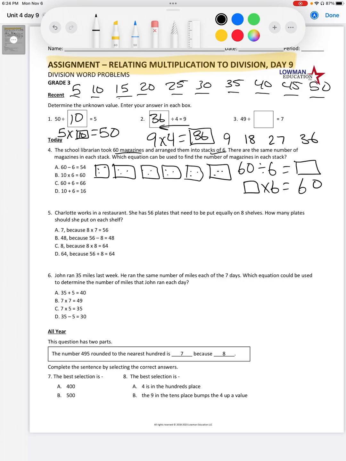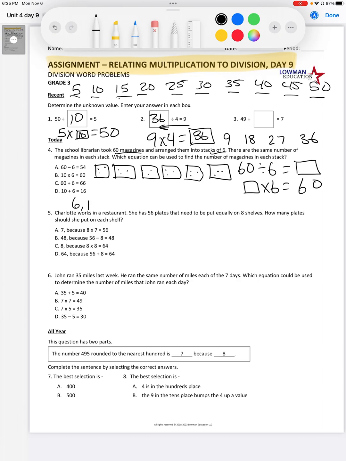60 starts to get a little bit high. It's still in the range of doable, but it could be a little bit much, and then our dots could become a mess. You have to be very careful with your dots. Another thing we could do is skip count by 6 and see how many times we have to do that to get to 60. So let's see if I can do that down here carefully.